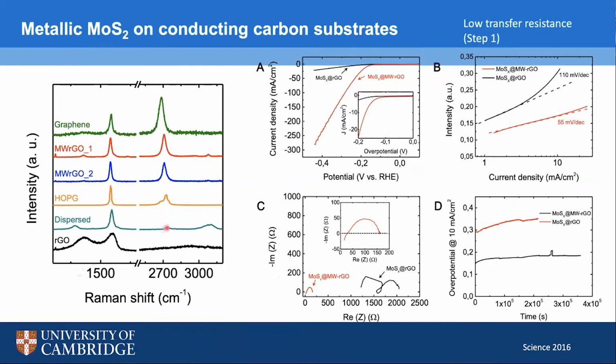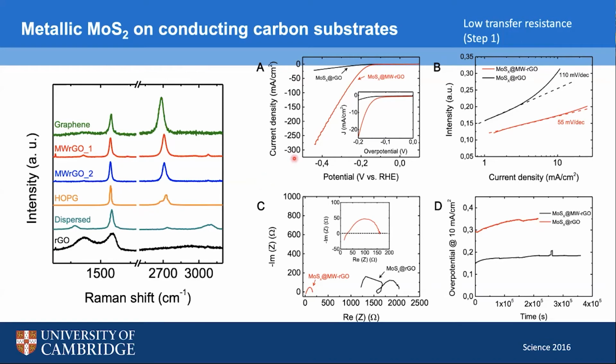And so, as in a different project in our group, we devised a method to efficiently reduce a material called graphene oxide to achieve very high quality carbon supports. The reduction is done by microwave irradiation with microwaves.